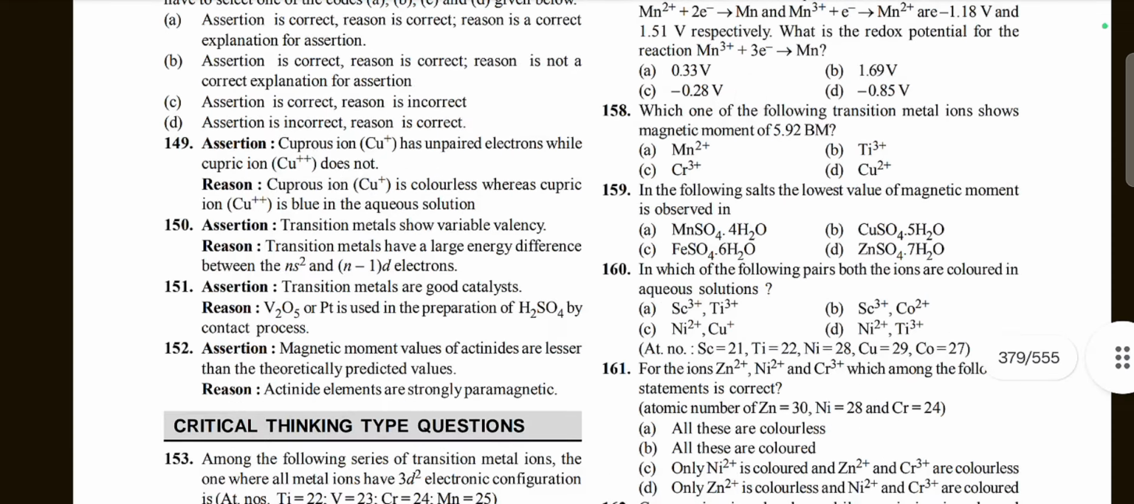Assertion reason type questions. 149. Cuprous ion Cu plus has unpaired electrons while cupric ion Cu2 plus does not. No, false.